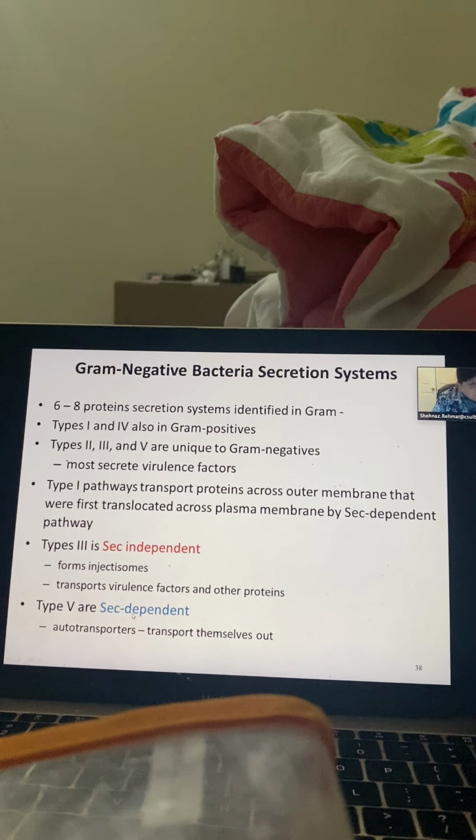So type 3 transports virulence factors and other proteins. Type 5 are SEC-dependent. So every one of them has a different condition that you have to learn about. And an important one is the autotransporter here, where it transports itself. You will be reading, the next reading will be on these protein secretion mechanisms and how they were deciphered. So the next papers that the students will be presenting, one of them will be on autotransporters. And this is a very interesting paper. Actually, it is a review which will help you understand how these transporter proteins were found in different microbes.